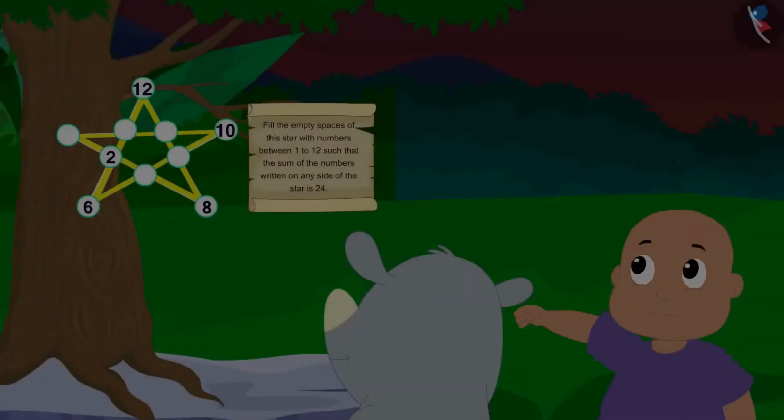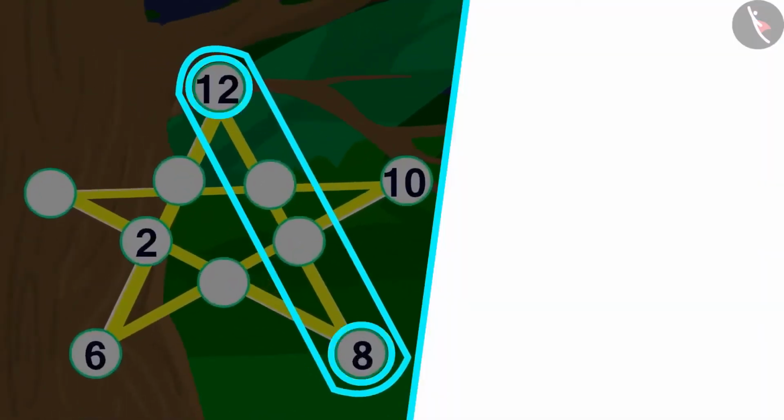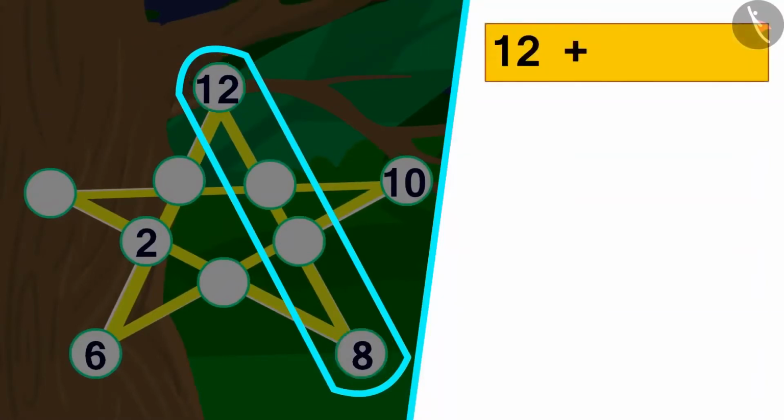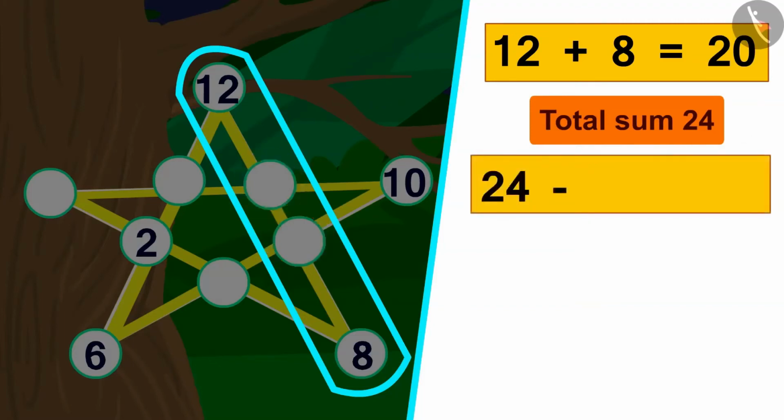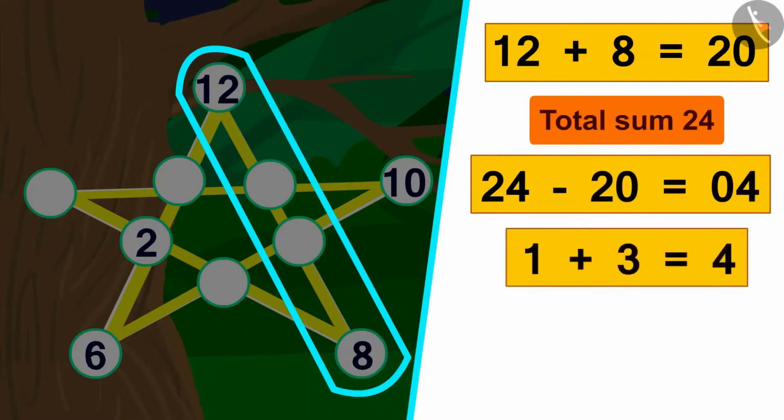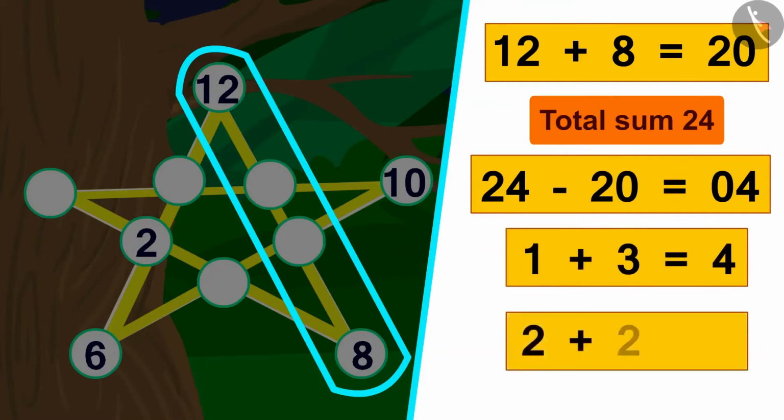Look, uncle, on this edge there are two numbers, 12 and 8, already written. If we add these two numbers, the answer will be 20. Now, the total of this edge should be 24. This means that in these two spaces, we have to write numbers whose sum is 4, which is 20 less than 24. We can write 4 by adding 1 and 3, and by adding 2 and 2.